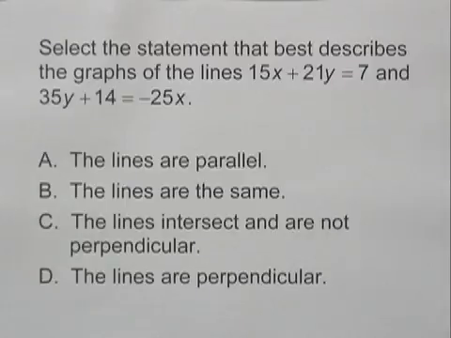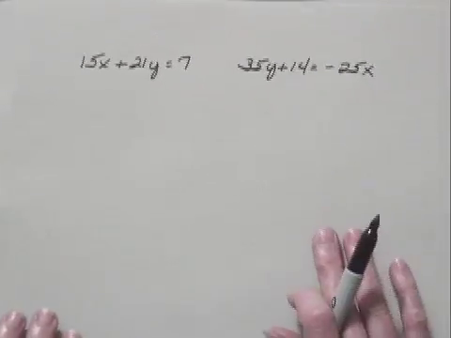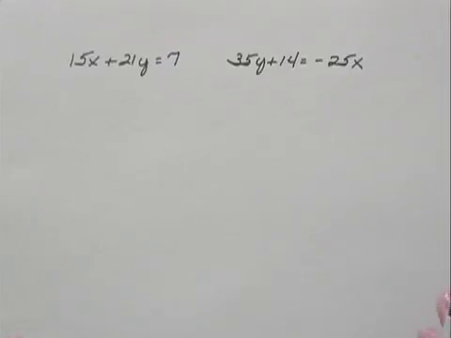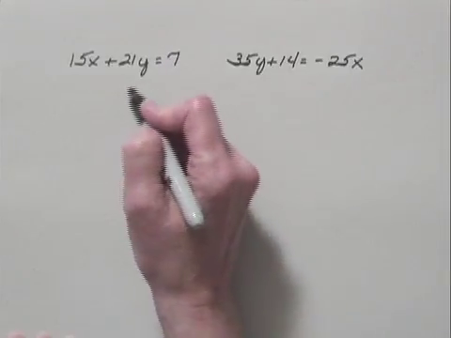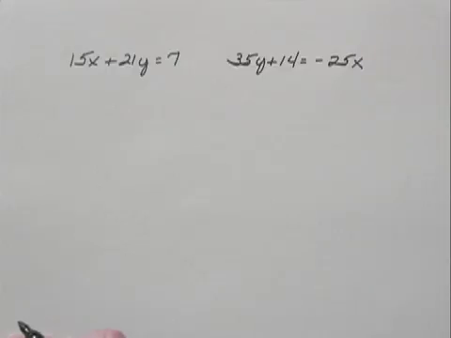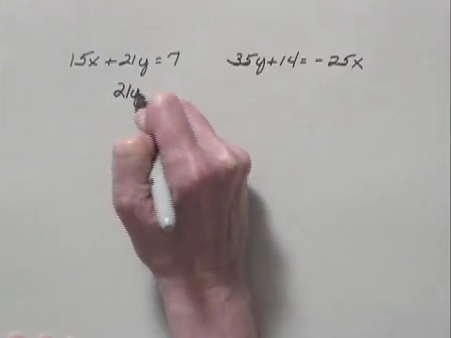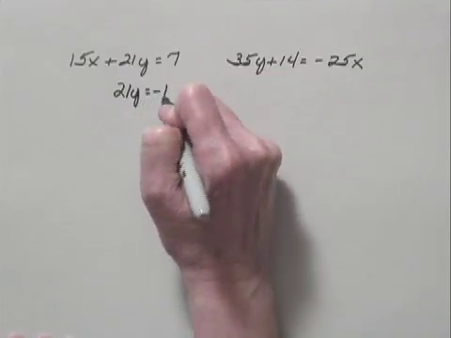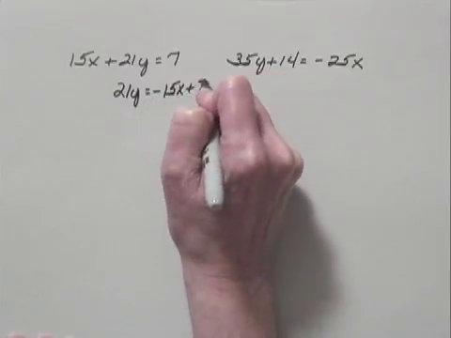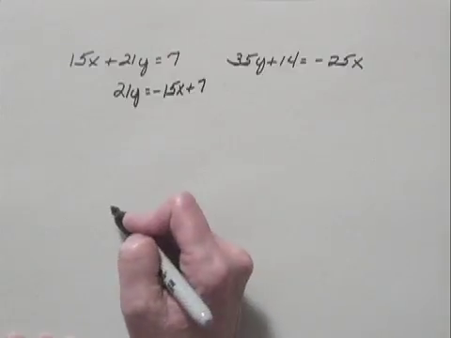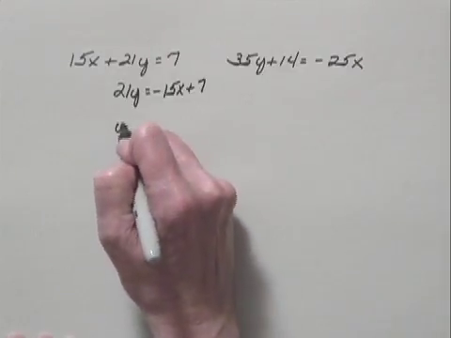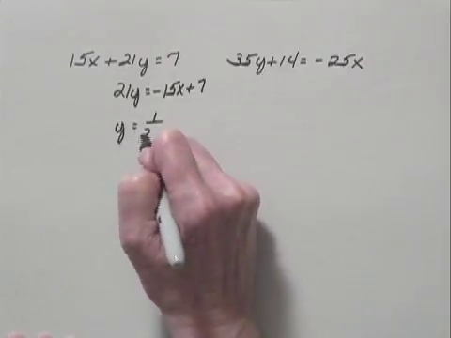So the best thing to do to start this problem would be to write each of these equations in slope-intercept form, in the form y equals mx plus b. And to do that, we will solve each equation for y. The first equation, 15x plus 21y equals 7, I'll begin by subtracting 15x on both sides. And then I will divide on both sides by 21, which is the same as multiplying both sides by 1 over 21.